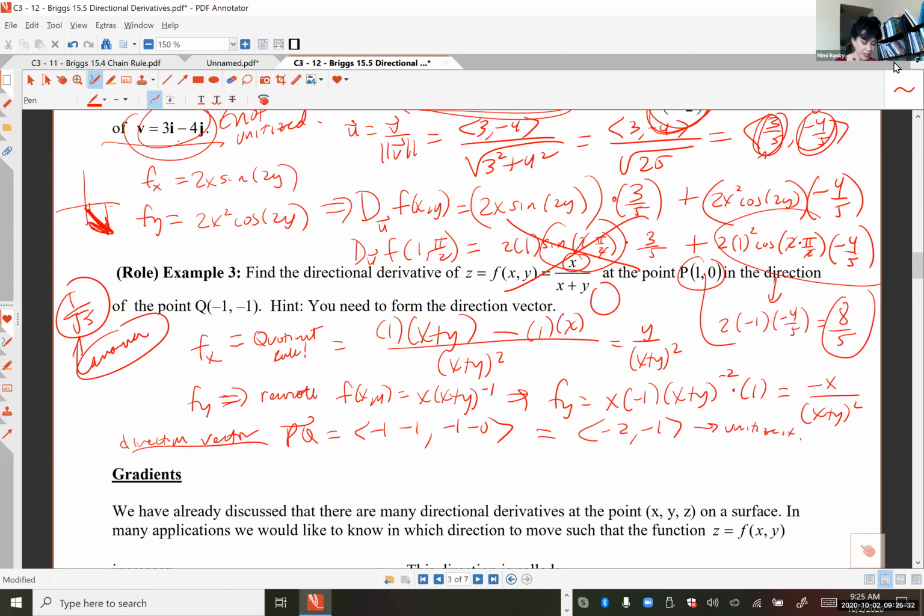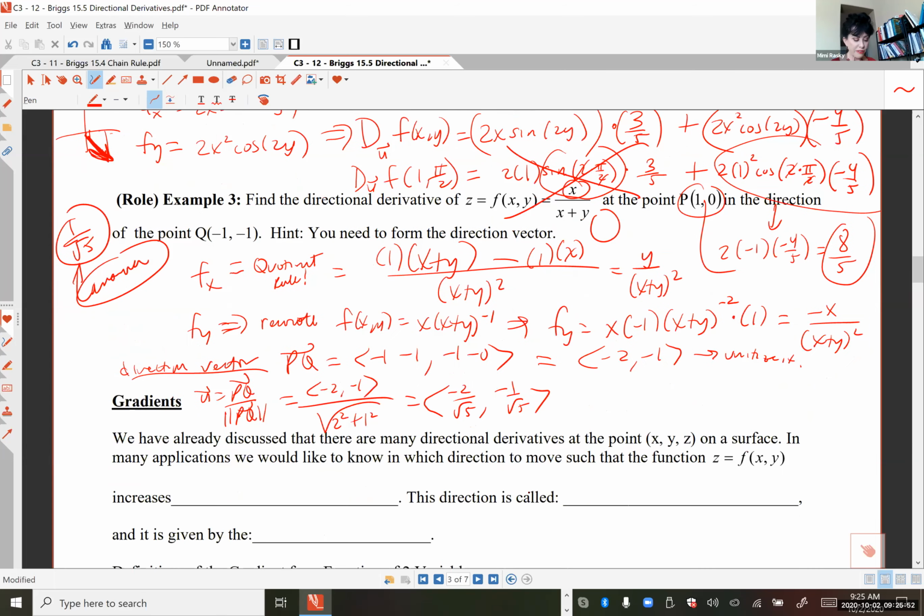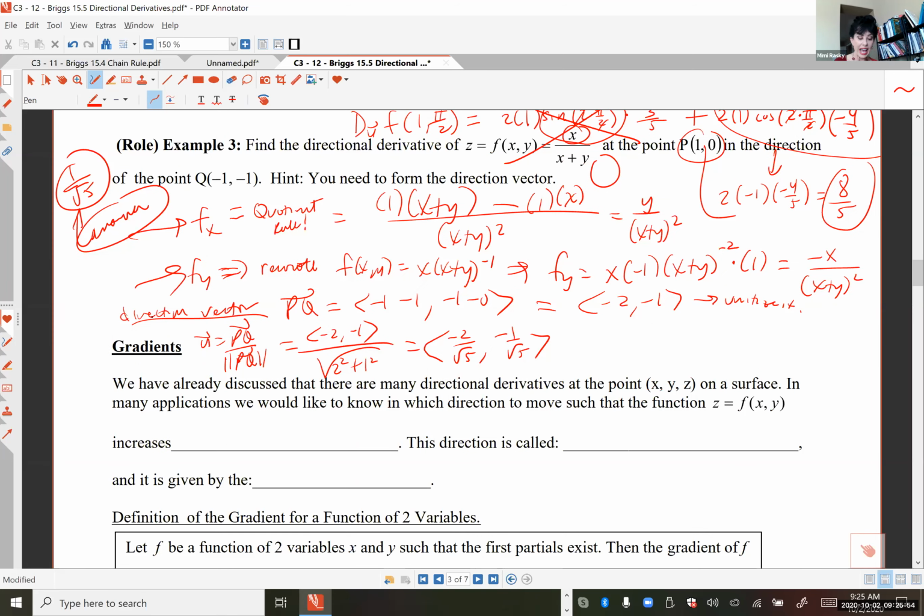So I need to unitize my PQ, otherwise this won't work. When I unitize the PQ vector, I'm going to have the square root of 2 squared plus 1 squared, that's square root of 5. So I'll get the vector with these components, -2 over square root of 5, -1 over square root of 5. And then I'm going to evaluate my partials at the point. Now, which point am I supposed to evaluate my partials at? The P or the Q, or does it matter?